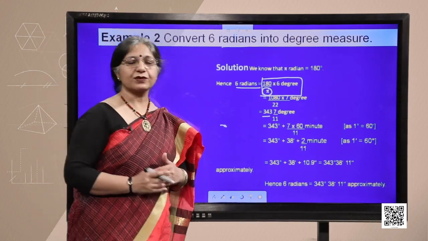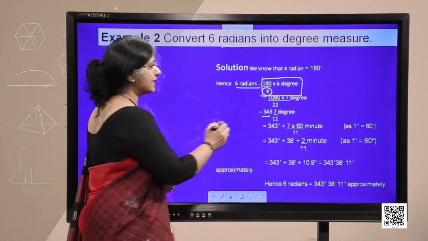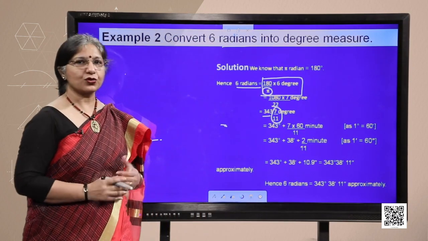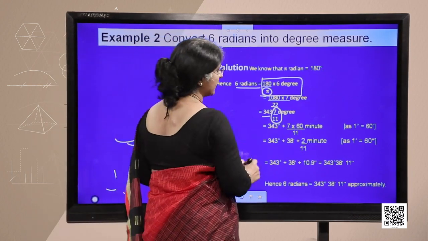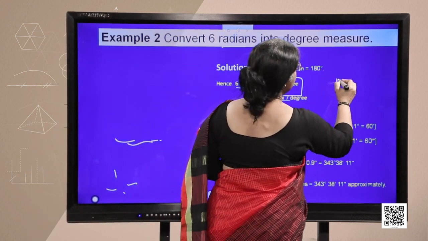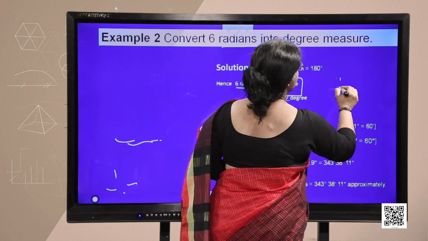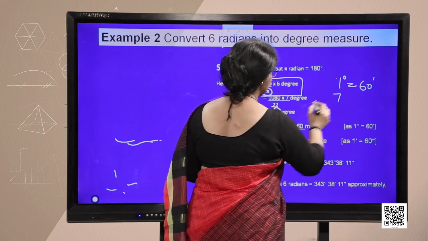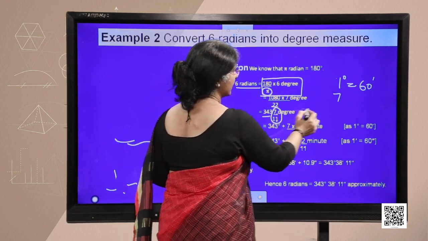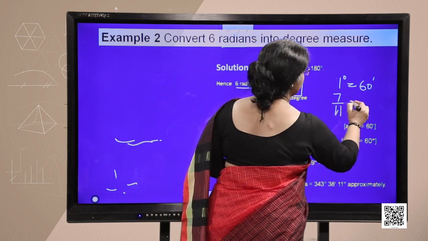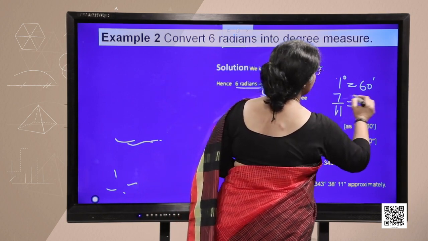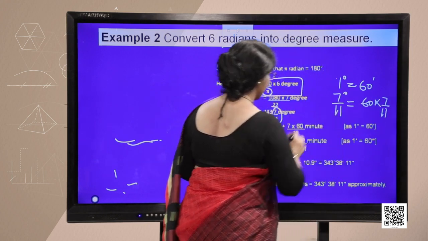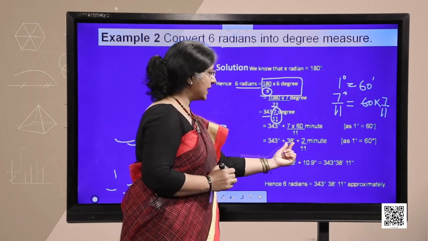But the question does not end here. Since it is a proper fraction, we need to convert it into minutes. How can we convert it into minutes? As you know, 1 degree is equal to 60 minutes, and here we have 7 upon 11 degrees. So, 60 into 7 upon 11, and solving this, it will give us 38 minutes.